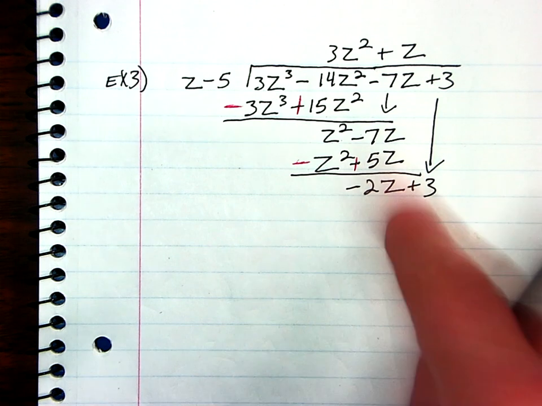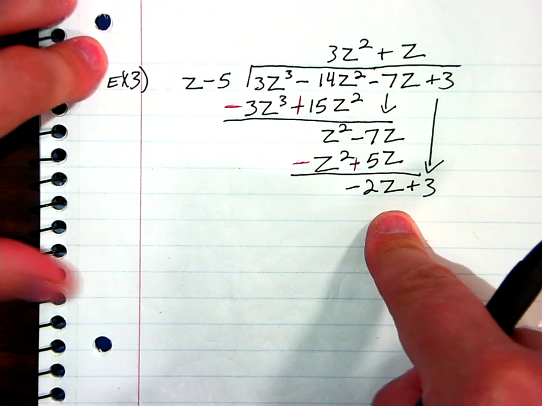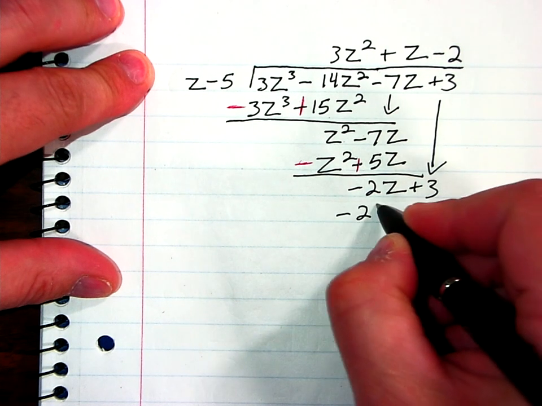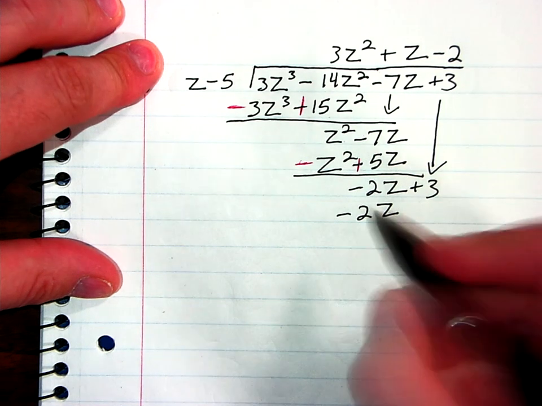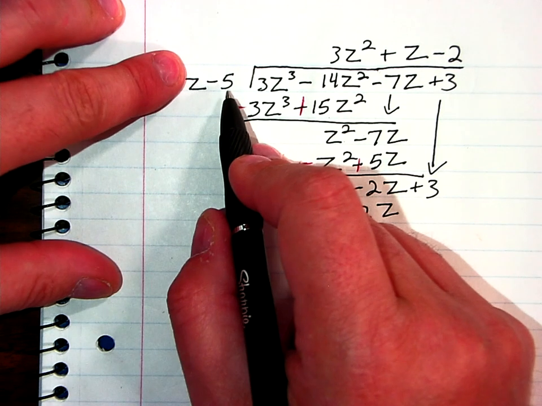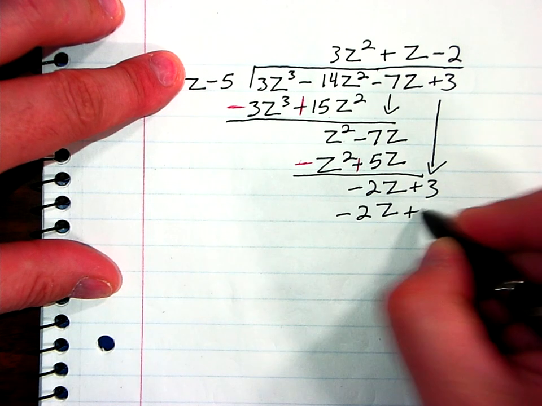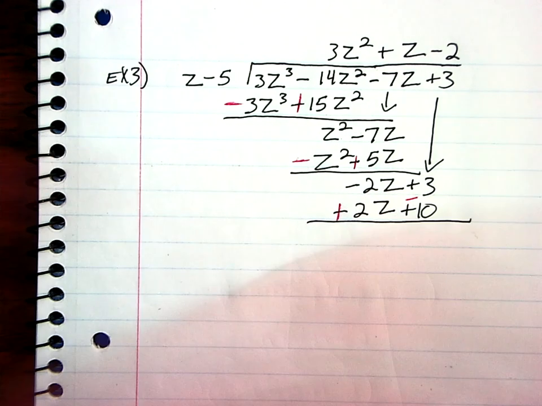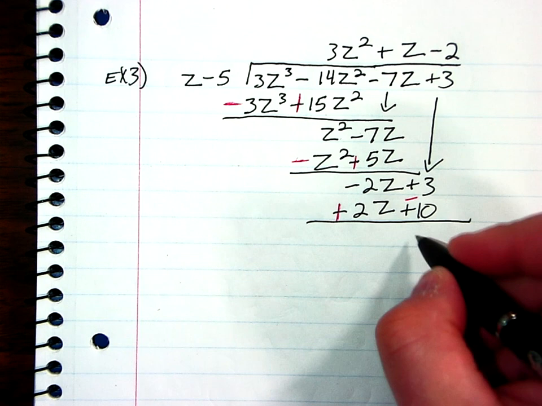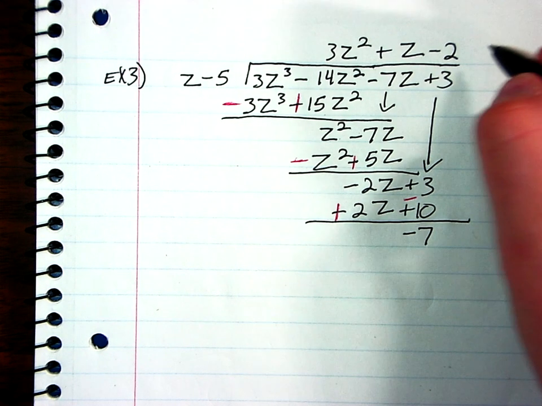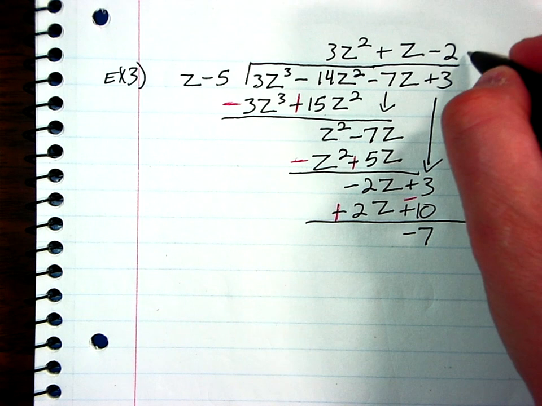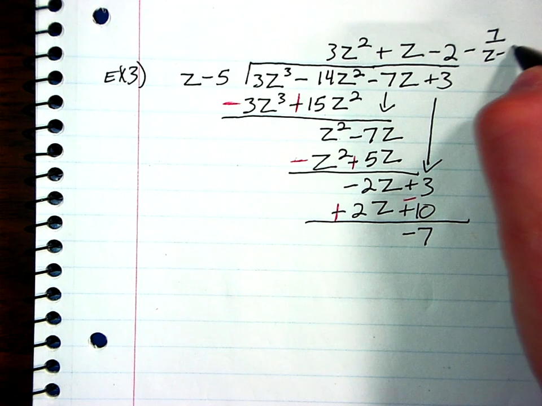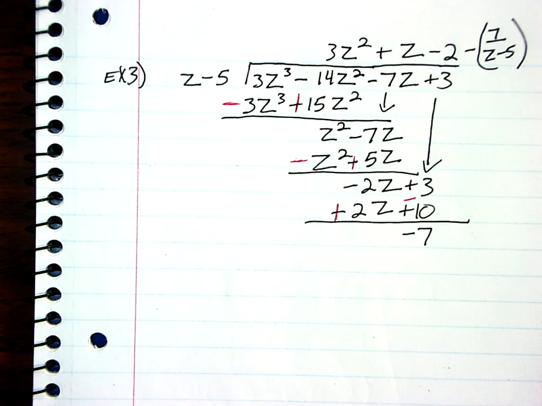All right, so we have a z. We want to get rid of negative 2z, so we're going to multiply it by negative 2. Negative 2 times z is negative 2z. Negative 2 times negative 5 is positive 10. Change the sign. 3 minus 10 is negative 7, so this is the only thing that's different about this than normal: it's going to be minus 7 over, what did we divide everything by? Z minus 5. That's your remainder.